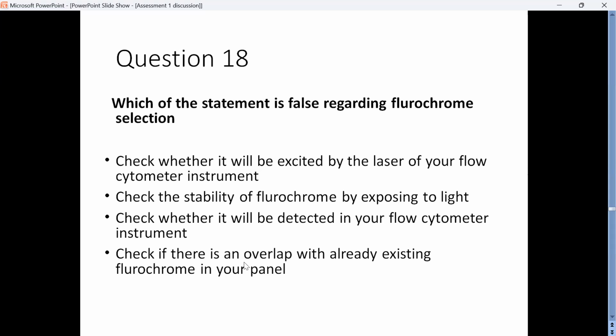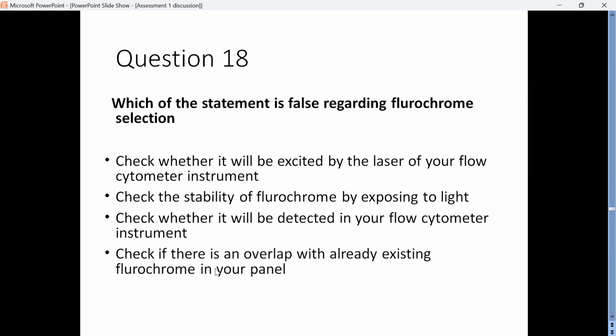Fourth, check if there is an overlap with an already existing fluorochrome. As I said, if you are using two fluorochromes where the emission is the same, for example, FITC and Alexa Fluor 488, both have the same emission maximum, then you cannot use both of them. You need to select only one of them because you have only one detector for that emission maximum. You can't use FITC and Alexa Fluor 488 together. You need to use any one of them.